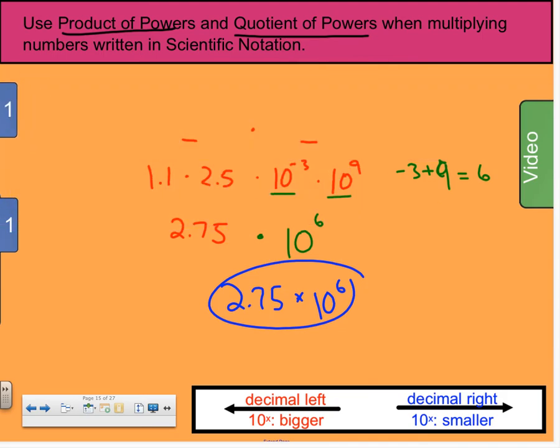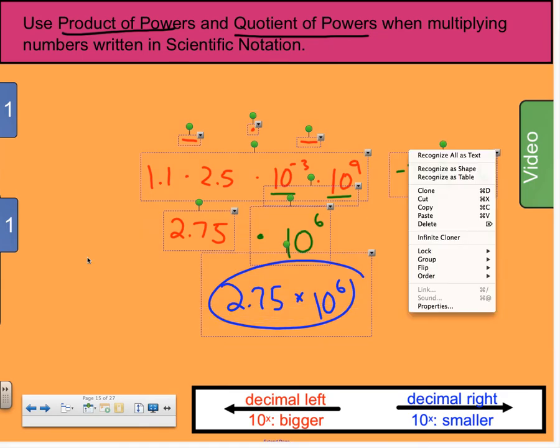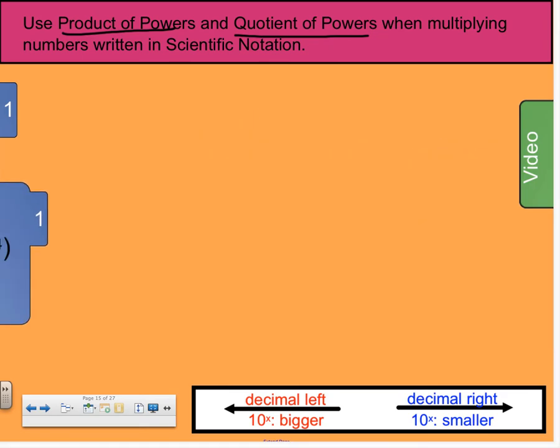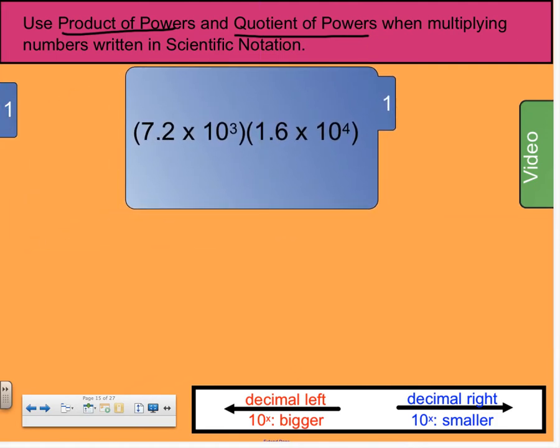One other example is a little bit more complicated, has one more step to it. In this problem, we'll do the same thing. We'll multiply the two numbers out front times each other, and then we'll multiply the powers of 10. 7.2 times 1.6 is 11.52. And then we can add these two exponents because we are multiplying powers of 10. 3 plus 4 equals 7. So I'll be multiplying by 10 to the 7th power.